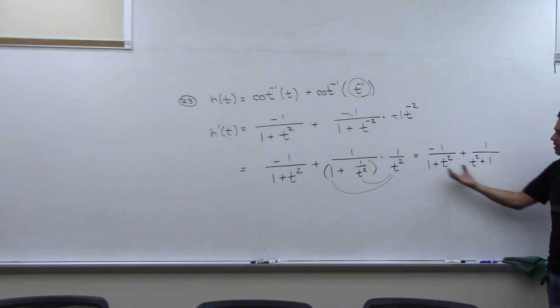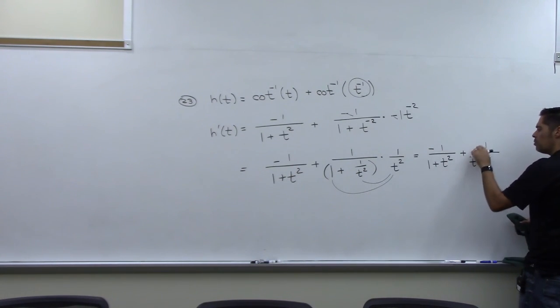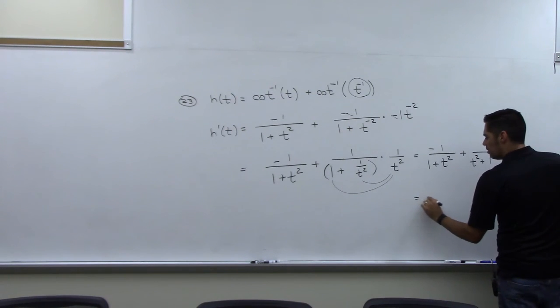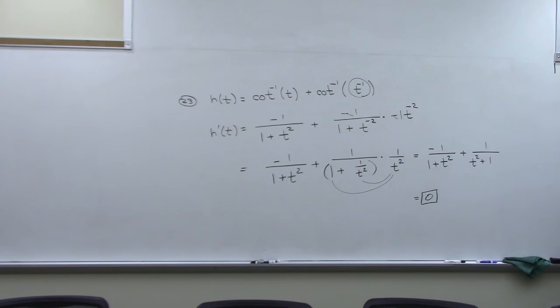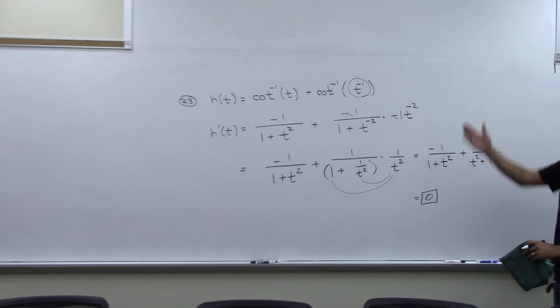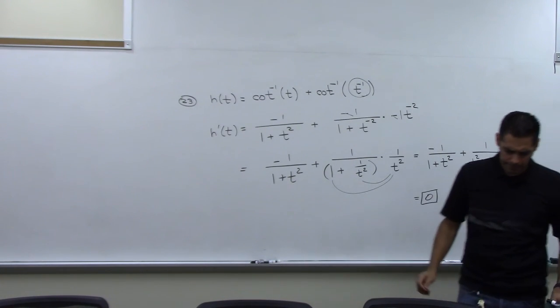These have the same denominators, so we can add them together. Negative 1 plus 1, that's 0. This is 0. Huh. The derivative of that is 0. Always. It's always 0. The slope of the tangent line to that curve is always 0. Interesting.